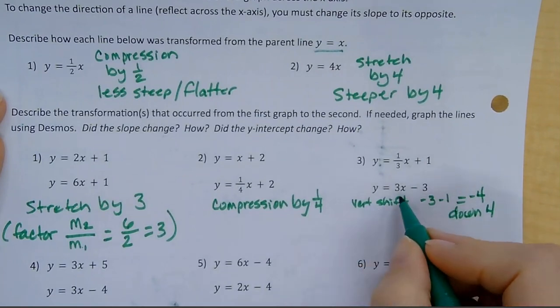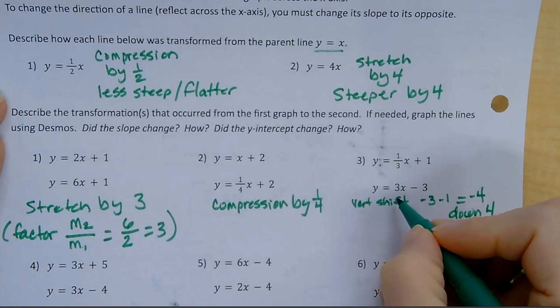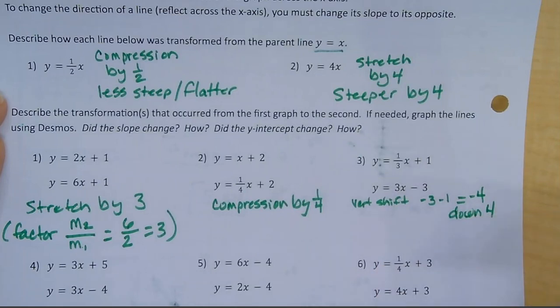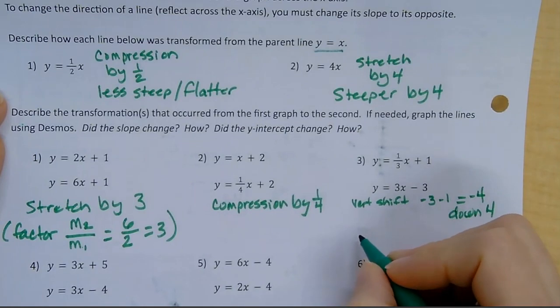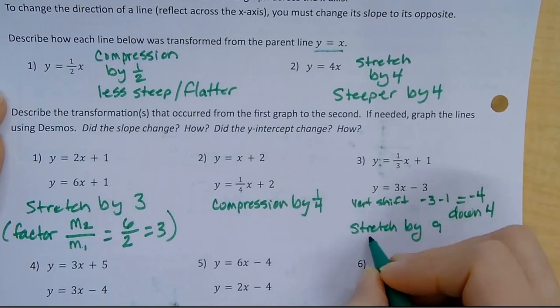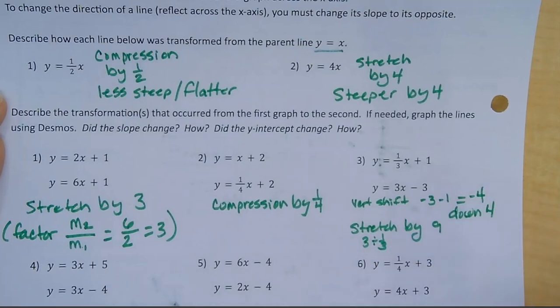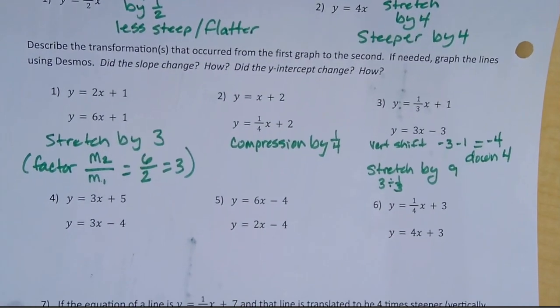Okay, and then for me to figure out my change in slope, I have to figure out what did I multiply times 1/3 to get to 3. That is 3 divided by 1/3, which is 9. So I know that I have a factor greater than 1, so I stretch by 9. And remember, I did that by saying 3 divided by 1/3, which is the same as 3 times 3. Okay, try 4, 5, and 6 on your own.